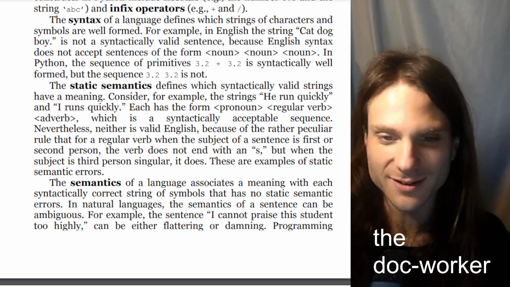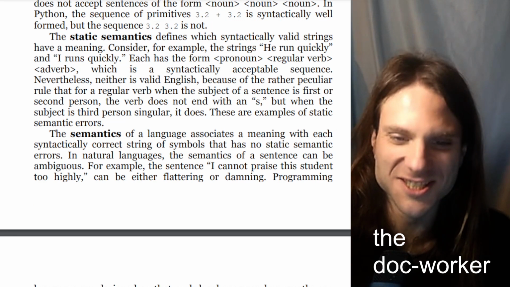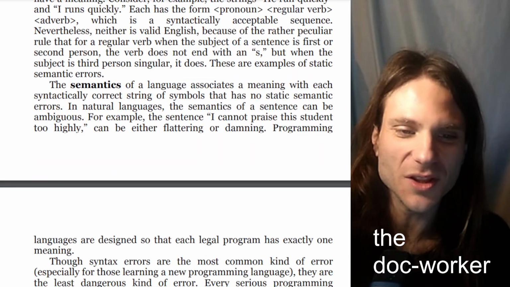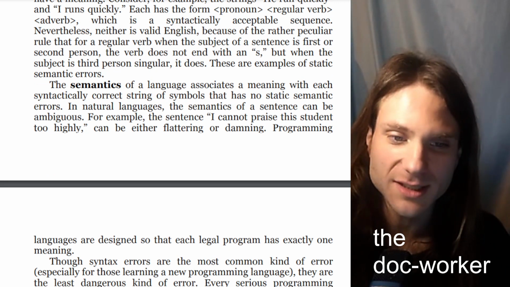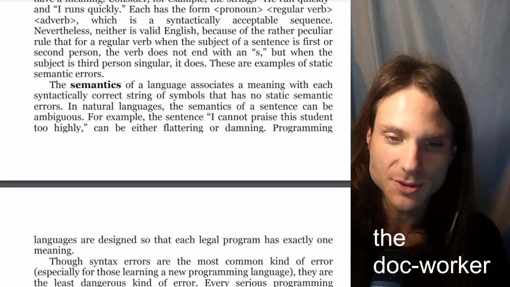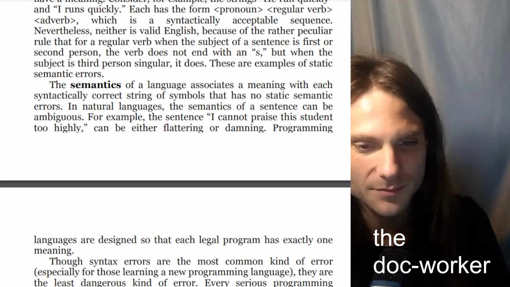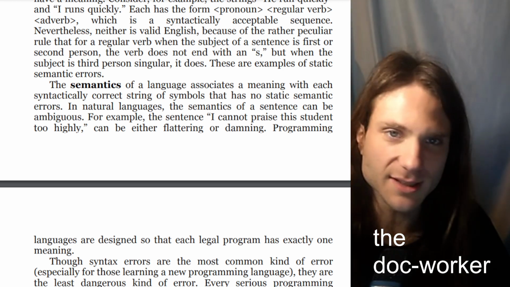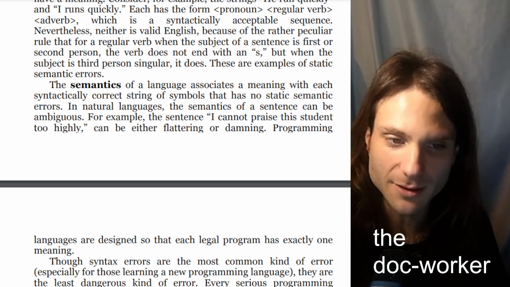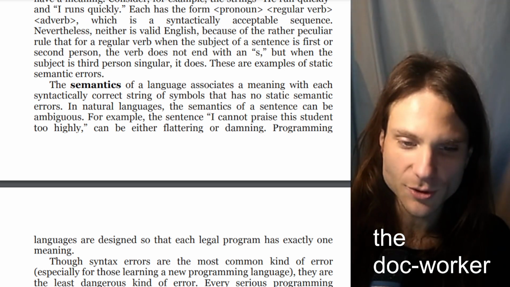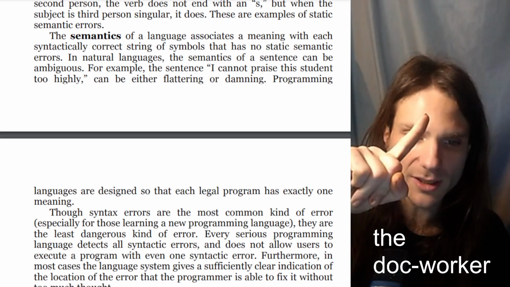the semantics of a language associates a meaning with each syntactically correct string of symbols. It has no static semantic errors. In natural languages, the semantics of a sentence can be ambiguous. For example, the sentence, "I cannot praise this student too highly," can be either flattering or damning. Programming languages are designed so that each legal program has exactly one meaning.